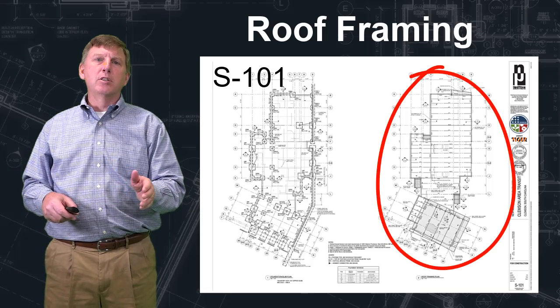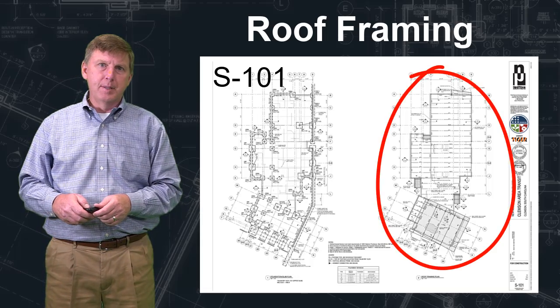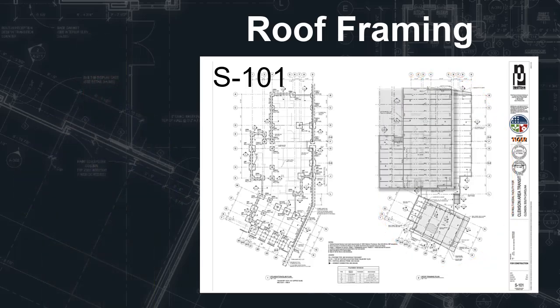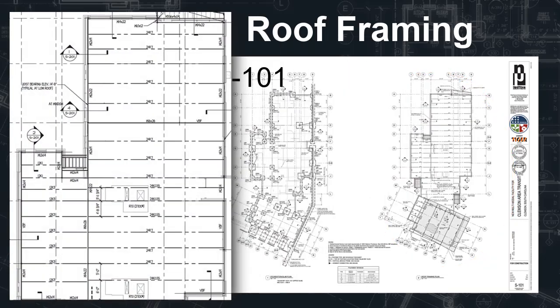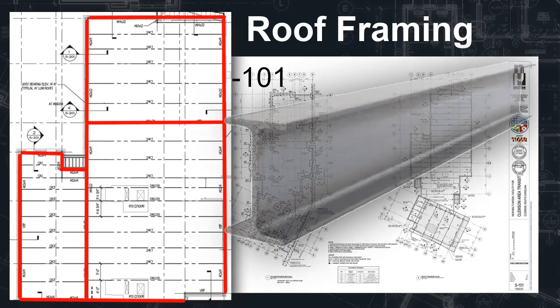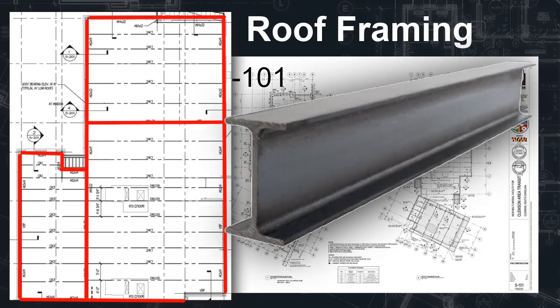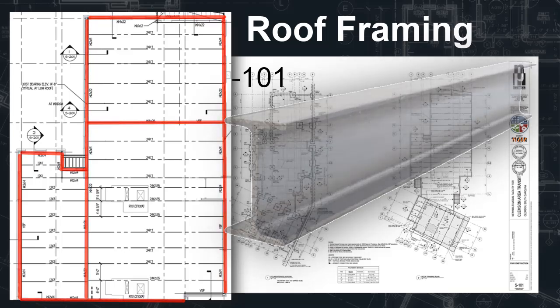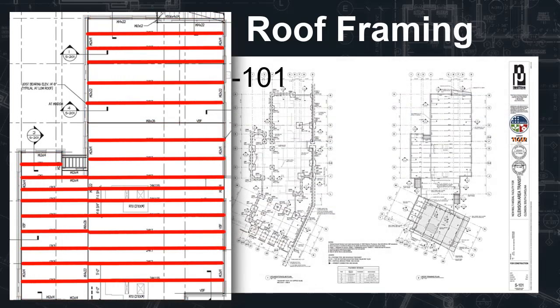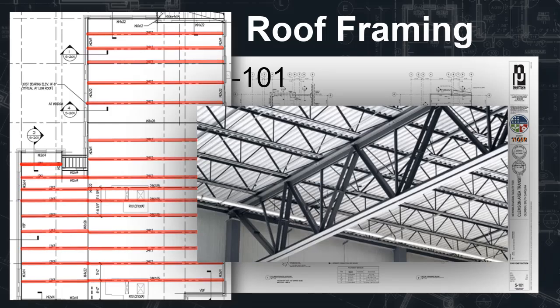So now let's move on to the roof framing plan and how to read this. On this plan, what you're going to find is the use of a lot of wide flange beams. Now these beams are carrying most of the load and transferring it to the columns. And you see that on the perimeter of the building. Then you have these roof trusses that sit on those wide flange beams.